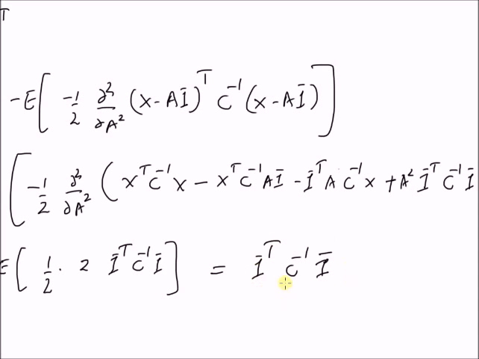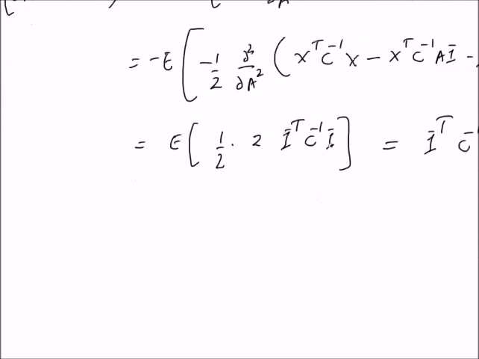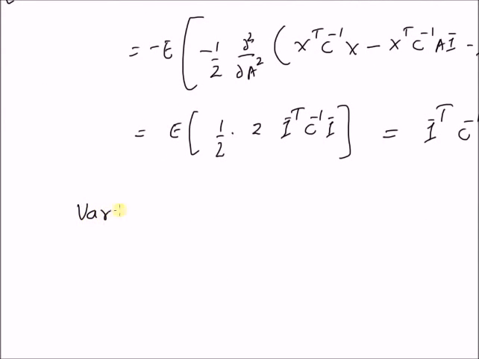So this is the negative expectation of the second derivative of the log likelihood function. Therefore, the CRB on the estimator A hat, that is, the variance of A hat, is bounded by 1 by the negative expectation of the second derivative of the log likelihood function, which is clearly 1 bar transpose C inverse into 1 bar. So this is the CRB on the variance of the estimator A hat.